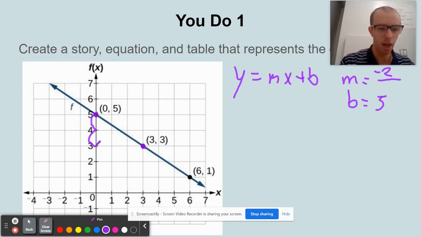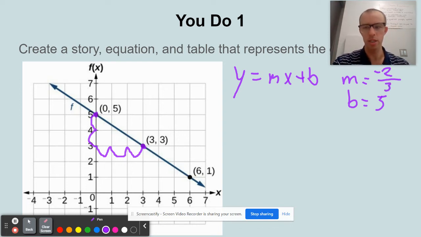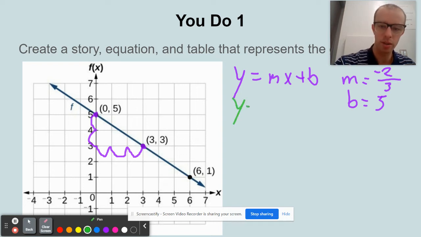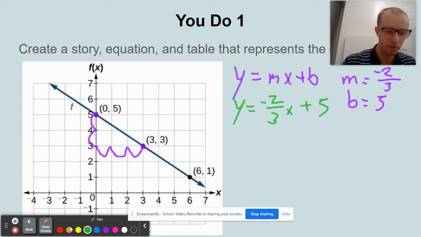And then I am going over how many? 1, 2, 3. 1, 2, 3. So my run is 3, right? Rise over run. So I went down 2, so I use a negative 2 over 3. My slope is negative 2/3. I'm just going to plug this into the equation. Y equals negative 2/3 x plus 5, because these are just replacing. All right, so now I have the equation. Again, I said I was going to move this through a little quickly.